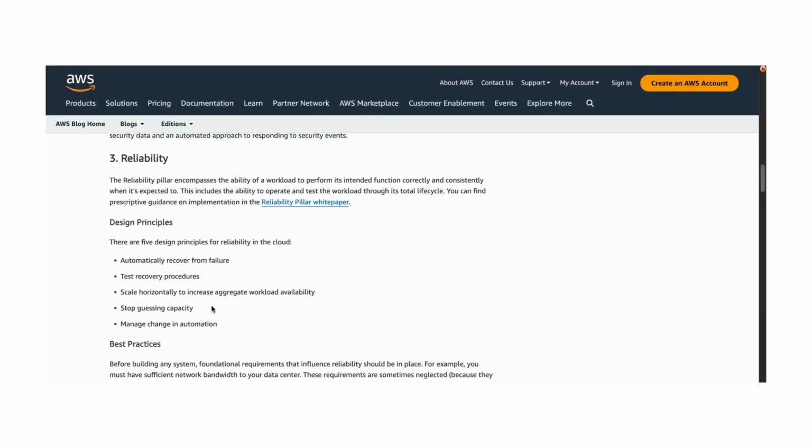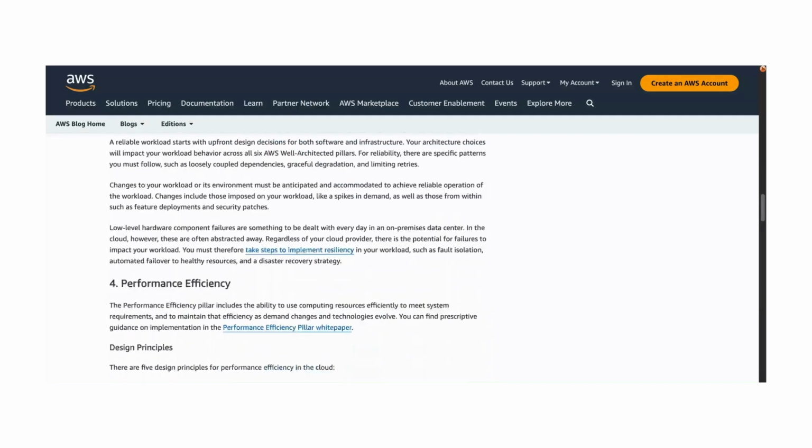Stop guessing capacity. Use AWS autoscaling and Amazon DynamoDB autoscaling to dynamically adjust resources based on demand. And the last design principle, manage change in automation. We should automate change management with AWS CloudFormation to manage infrastructure changes predictably.